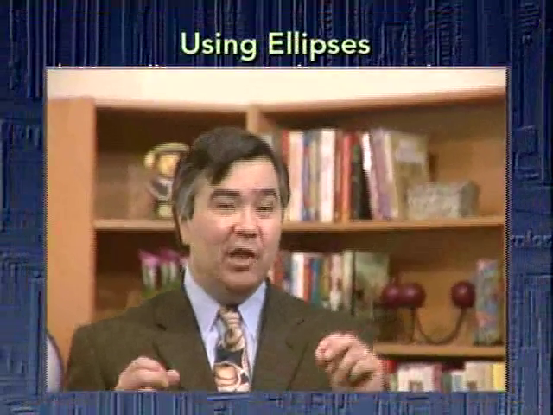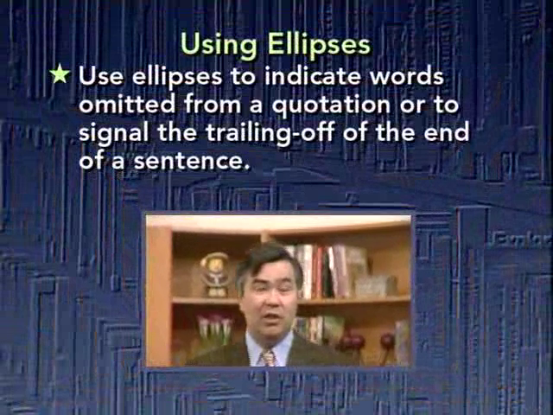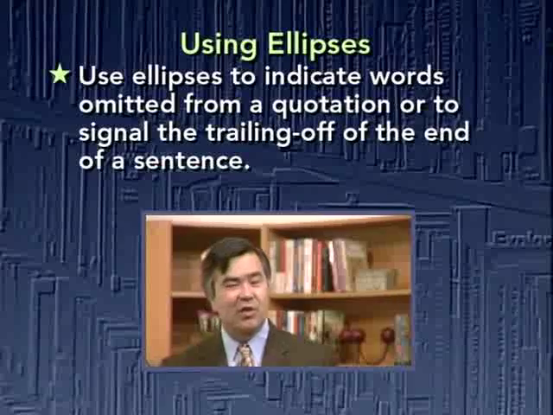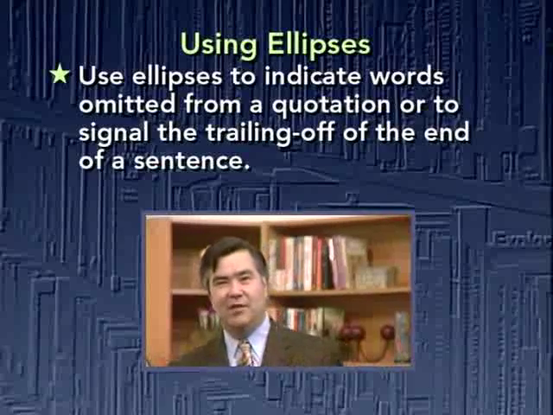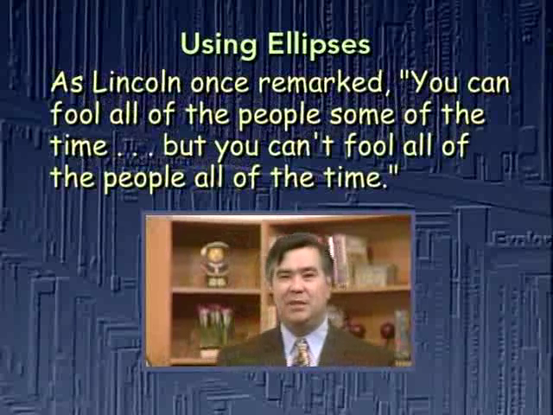Sometimes people refer to it as dot, dot, dot. I have never figured out why in this particular context a period is referred to as a dot, but that's in fact what ellipses are, 3 periods. If you're typing ellipses, you would space them out, so it would be period, space, period, space, period, space. Ellipses are used to indicate words omitted from a quotation or to signal the trailing off of the end of a sentence. Here are examples of each of these 2 uses of ellipses.